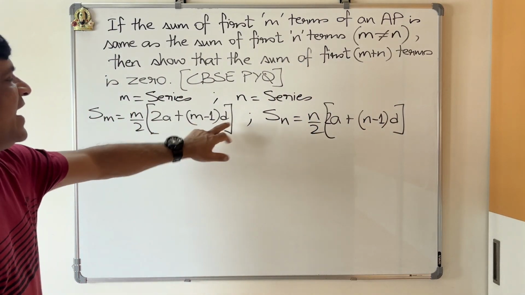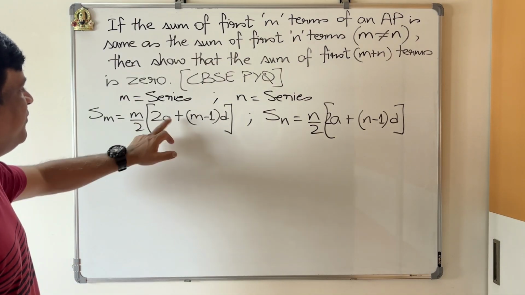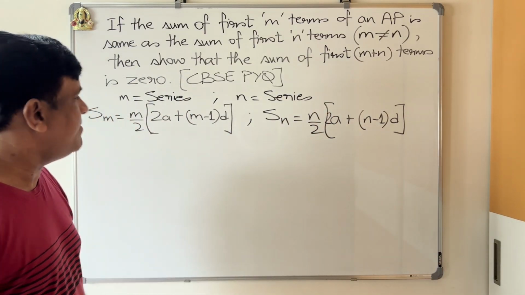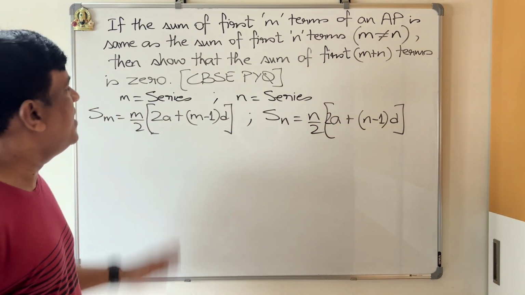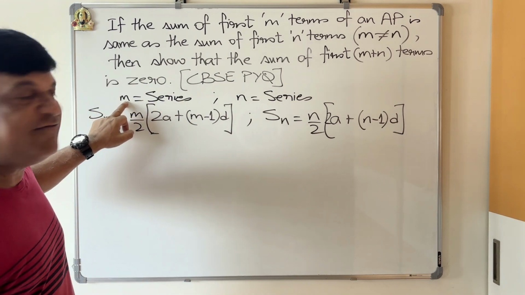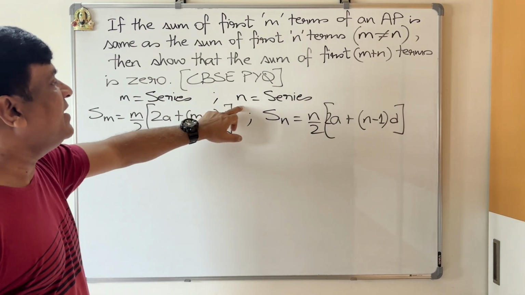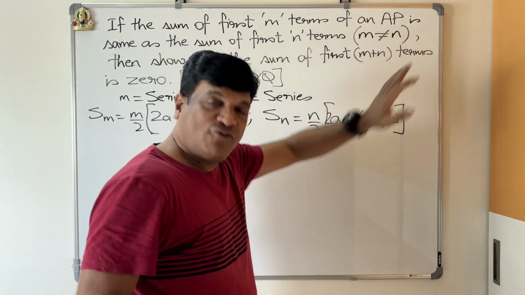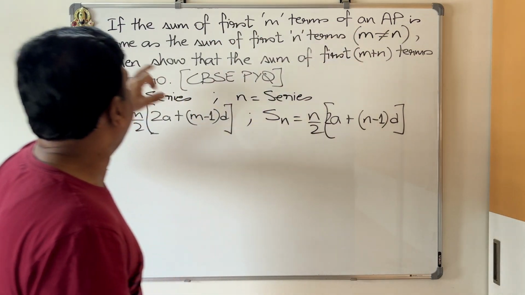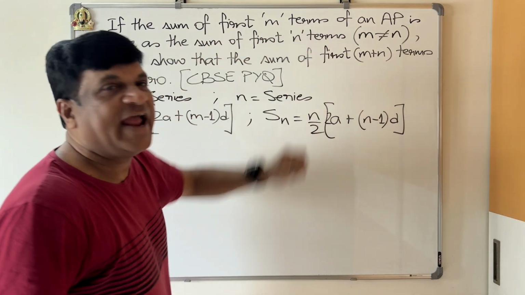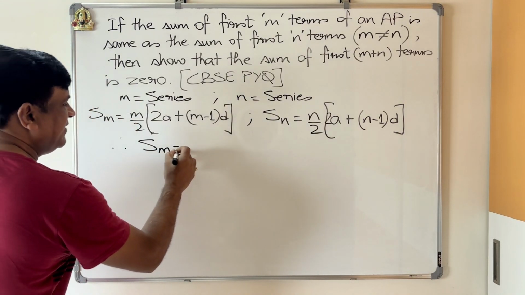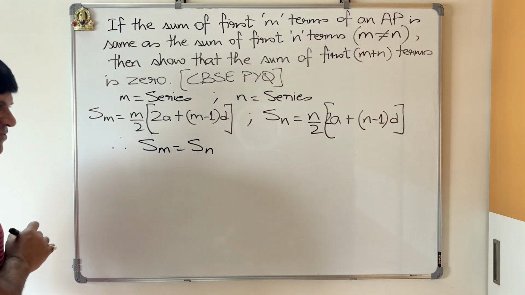We assume that a and d are the same. The first term in this particular series and the first term in this series are the same, and the difference is also the same, but the series is different. The number of terms can take any value. m can take 100, n can take only 50, because they are saying that m is not equal to n. Now what are they saying? If the sum of first m terms of an AP is the same as the sum of first n terms, what they are alluding to is that Sm is equal to Sn.